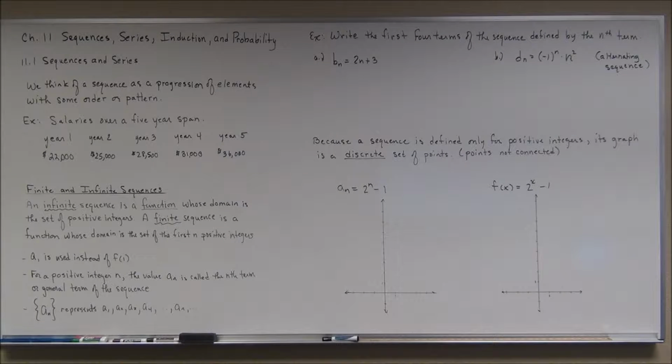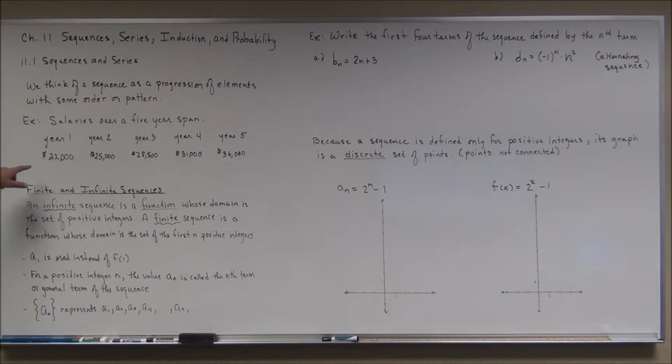Now this is very general. You may remember from your Algebra 2 days that you had arithmetic and geometric series and sequences. Well, now we're just going to think of them in more general terms, so they're not any one specific type. When we think of a sequence, we think of a progression of elements with some order or pattern. For example, salaries. I have some salaries listed here for a particular job over 5 years, and as you can see, this is an increasing sequence.